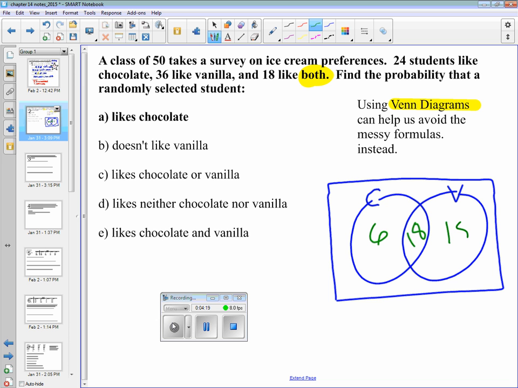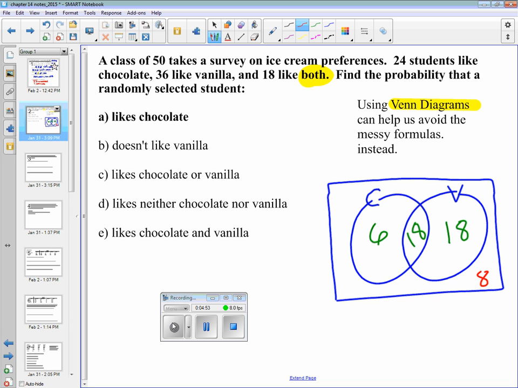Do I have any people that liked neither of these or none? How do I tell? Add them all up and subtract it from 50, because I should have a total of 50. So when I add these up and I subtract from 50, what is my none category? I'm sorry? 8. Good. So I'm going to go ahead and write 8 on the outside. Use a different color just so it stands out. An 8, and that represents the none, neither chocolate or vanilla. Slow smartboard.